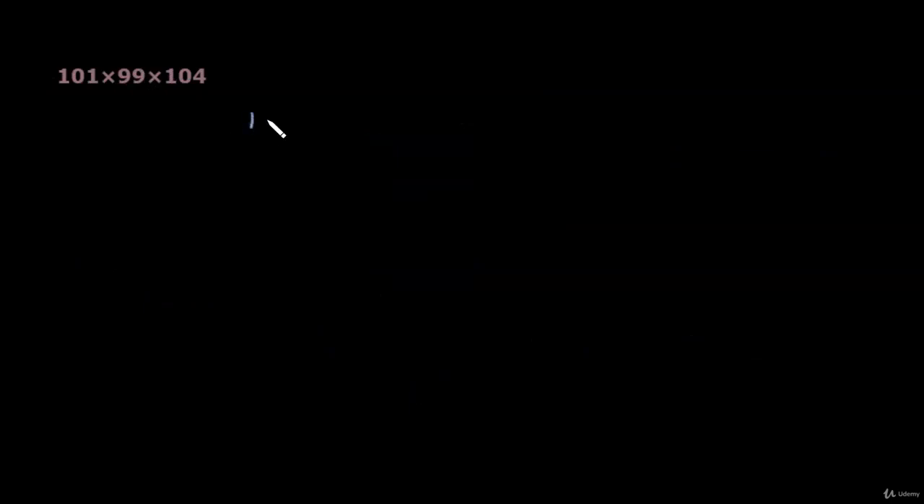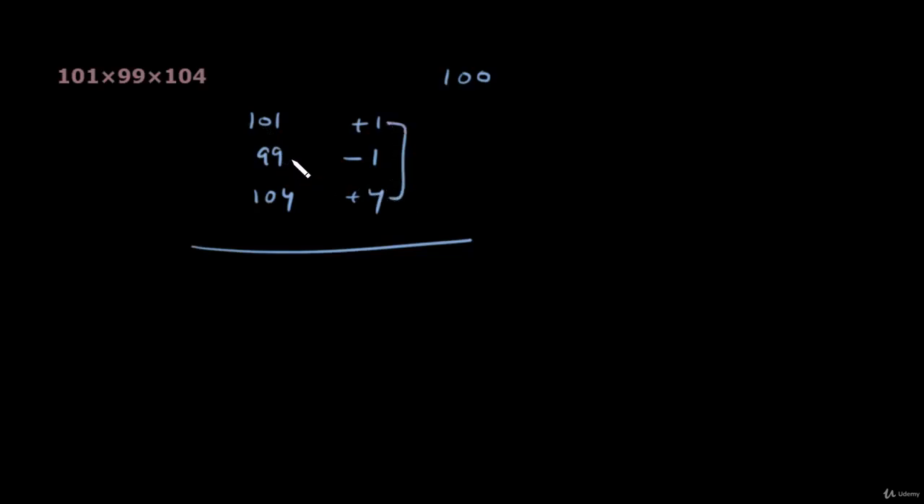Let's do one more problem. Again the base is 100, this is 1 more than 100, this is 1 less than 100 and this is 4 more than 100. For writing the first part, we will either add these two to the first number, or these two to the second number, or these two to the third number. It's very easy to add these two to 104 because they will cancel each other and the first part will become 104. For the second part of the number, we have to multiply these numbers pairwise.